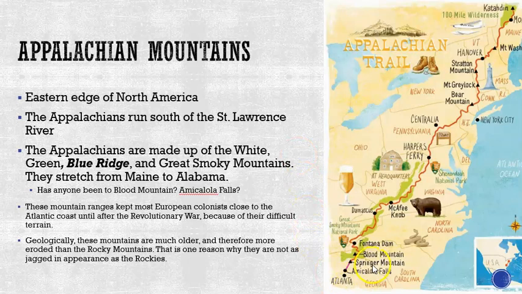In Georgia, we're lucky enough to have a part of the Appalachian Trail, and we are in the foothills of the Appalachian Mountains in North Georgia. Some of you maybe have visited Amicalola Falls or Blood Mountain, which is a part of the beginning of the Appalachian Mountain Range.